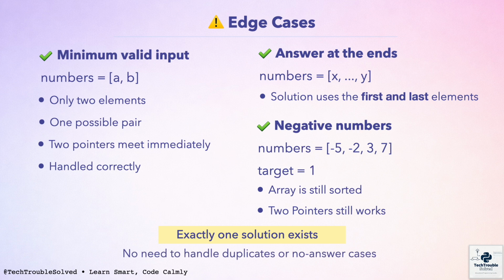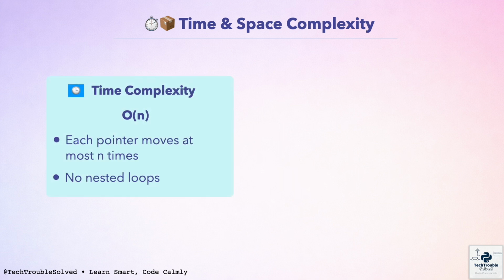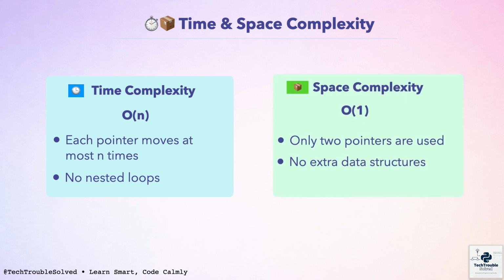Let's look at the time and space complexity of this solution. The time complexity of this approach is O of n. This is because each pointer moves at most n times. There are no nested loops involved. The space complexity is O of 1. We only use 2 pointers. No extra data structures are required. This makes the solution efficient for large sorted arrays.